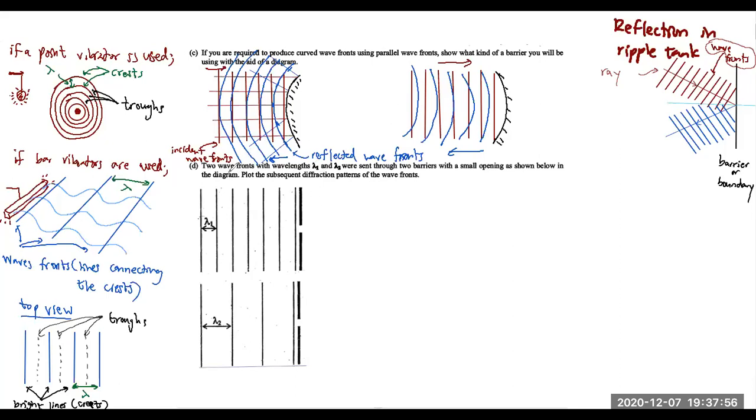Okay. Two wave fronts with wavelengths lambda 1 and lambda 2 were sent through two barriers with a small opening as shown below in the diagram. Plot the subsequent diffraction patterns of the wave front. So now we are talking about diffraction. Now, what is diffraction? Why does diffraction take place? Let's discuss that a little bit.